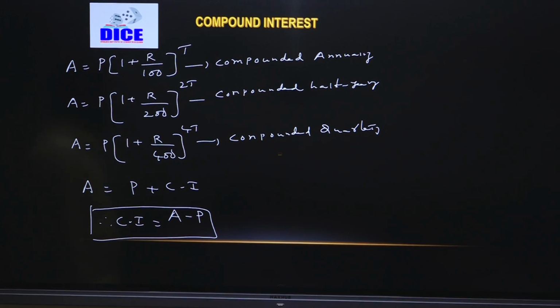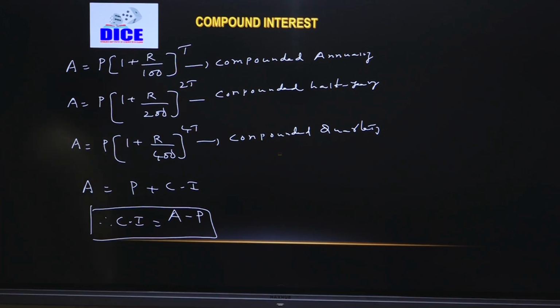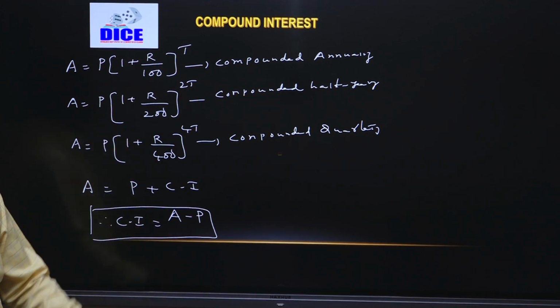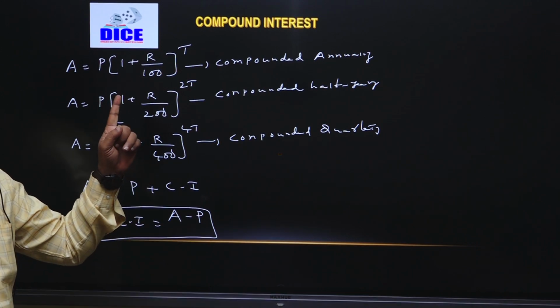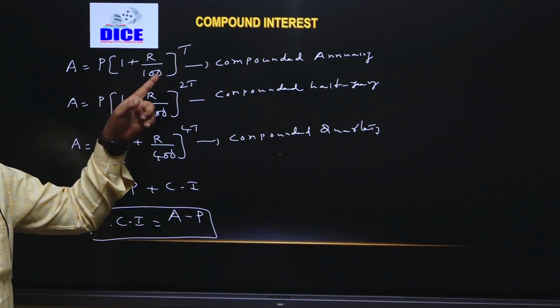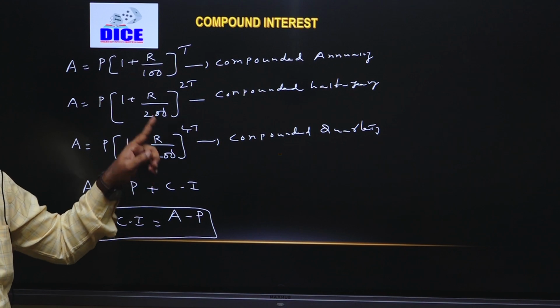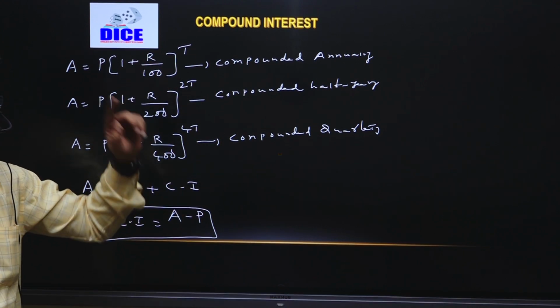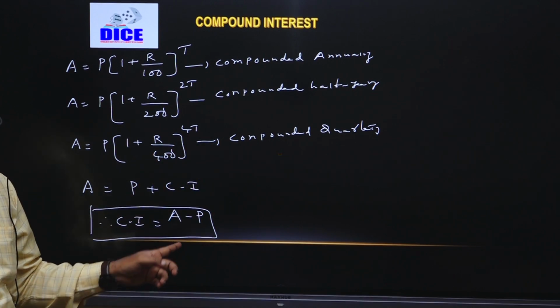కాంపౌండ్ యాన్యువల్ అంటే సంవత్సరానికి ఒకసారి, half yearly అంటే 6 monthsకి ఒకసారి, quarterly అంటే 3 monthsకి ఒకసారి. Okay, now you can go for the problem. If you know these formulas, you can do the problem directly. Tell me what is the formula for annually. Amount A is equal to P into 1 plus R by 100 whole to the power of T. What about 6 months? P into 1 plus R by 200 whole to the power of 2T. What about quarterly? P into 1 plus R by 400 whole to the power of 4T. Main formula, amount A is equal to P plus CI. From that, CI is equal to amount minus principal.